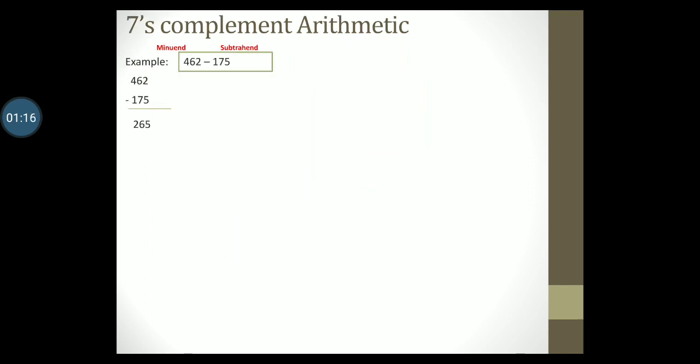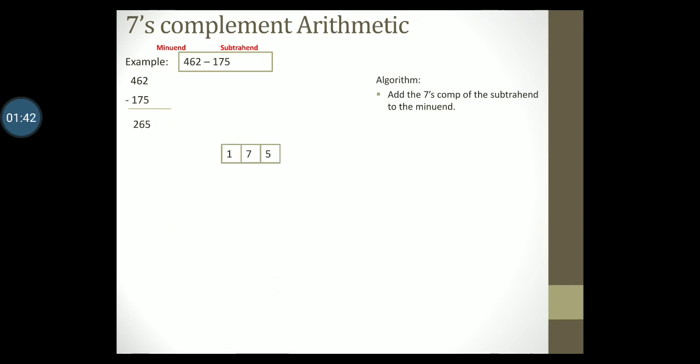Let's take an example. 462 minus 175. Note that both these numbers are in octal. In subtraction, the first number is called the minuend and the second number is the subtrahend. Let us also bring up the algorithm we saw in the previous slide. The first step tells us to add the 7's complement of the subtrahend to the minuend.